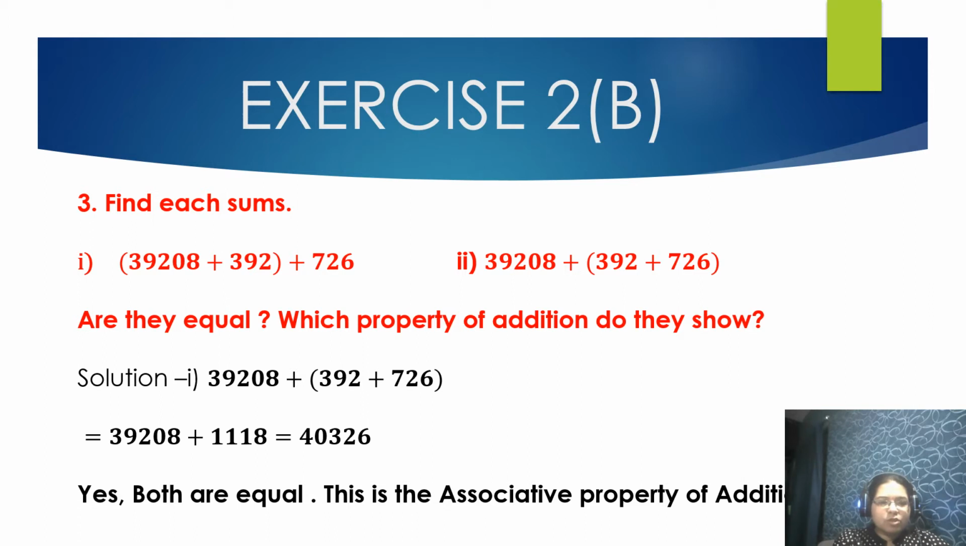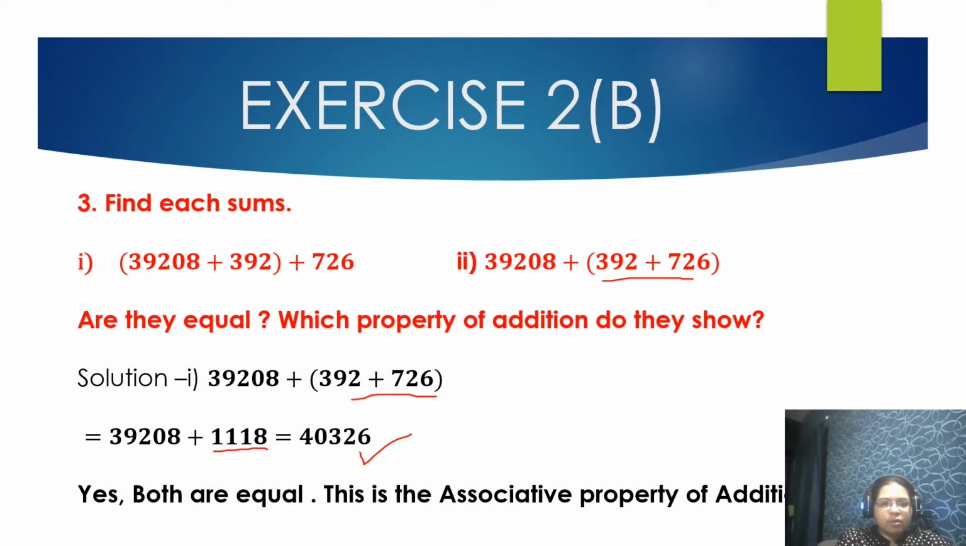Now we will solve the second bit. Second bit is 39,208 plus 392 plus 726, where 392 and 726 are inside the bracket. 39,208 plus, when we add these two numbers 392 plus 726, we get 1118. Now we add 39,208 plus 1118 equal to 40,326.